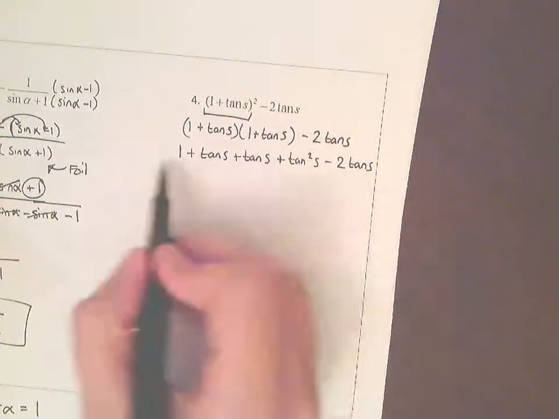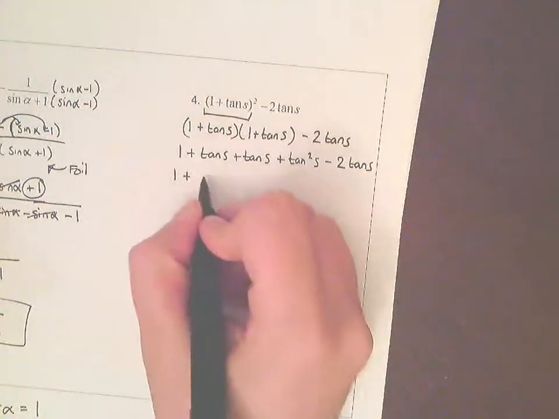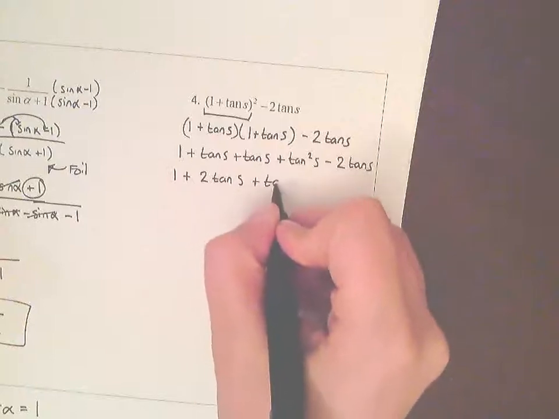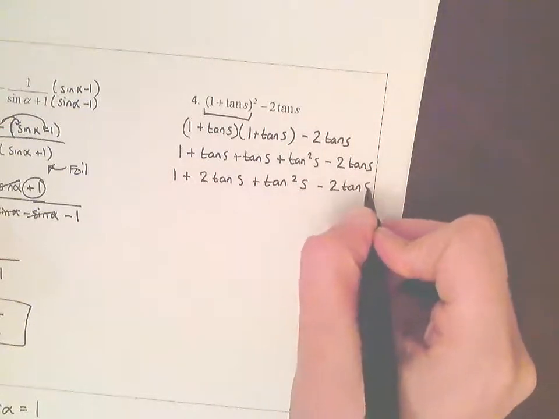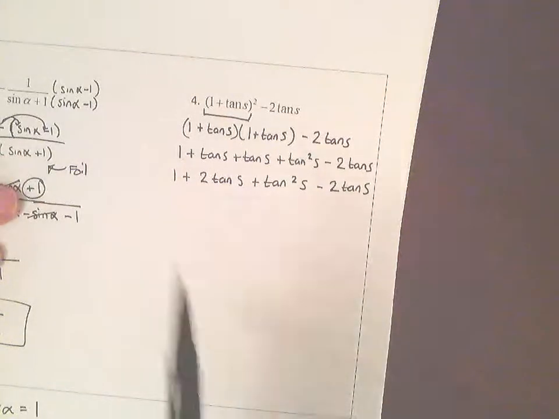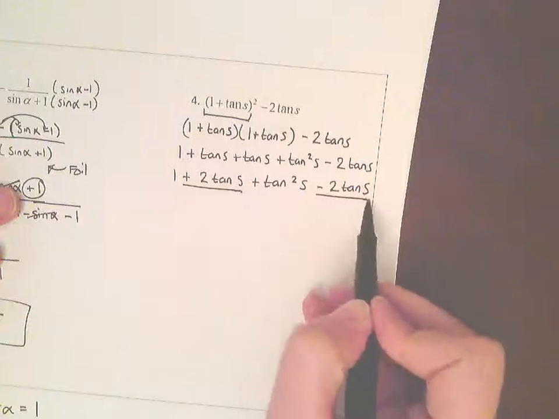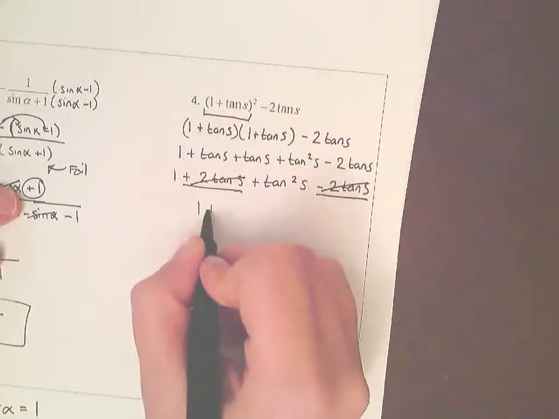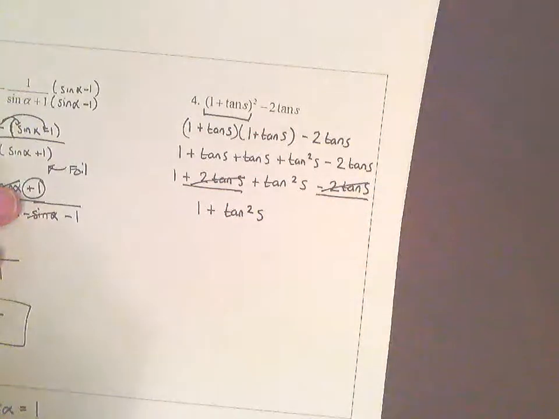Now I'm going to combine my like terms. So I have 1 plus 2 tan of s plus tan squared of s minus 2 tan of s. And I'm going to continue to combine my like terms. And what happens is that this positive 2 tan of s and this negative 2 tan of s cancel out. So we're left with 1 plus tan squared of s.